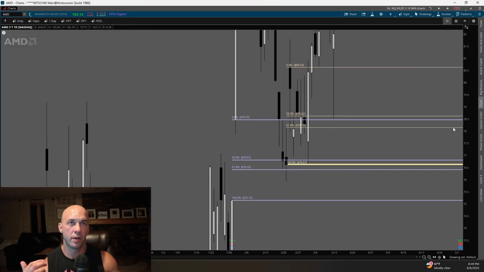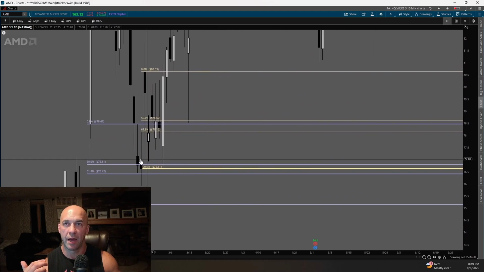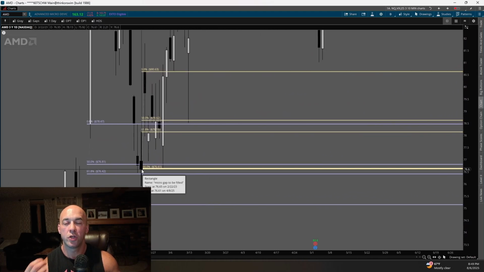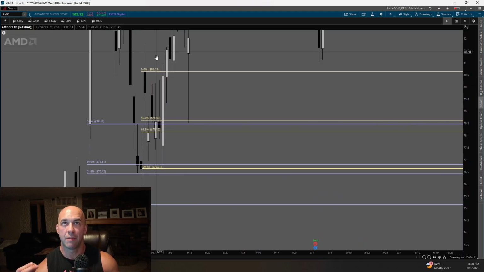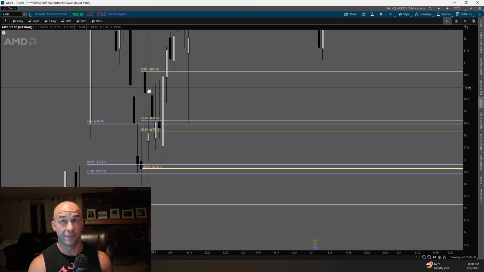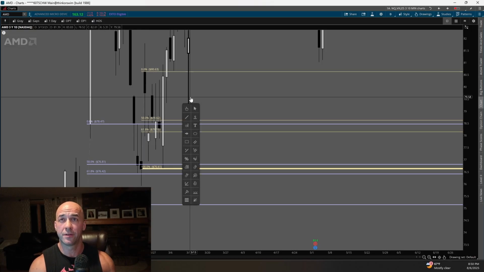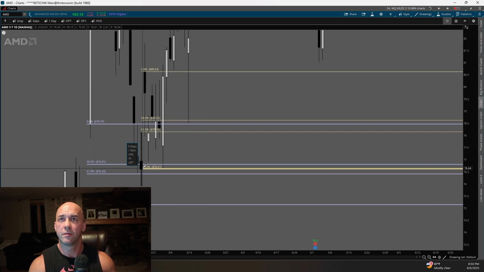But one thing that happened then, after we came back down and tested it, you got 100% confirmation of the strength of this level, because it popped back up and it gapped up huge, right? Like that's a $4 gap up on a stock that's only $76. That's pretty big, right? I mean, what are we talking about? Like 5%, right? Yeah, 5.25%.